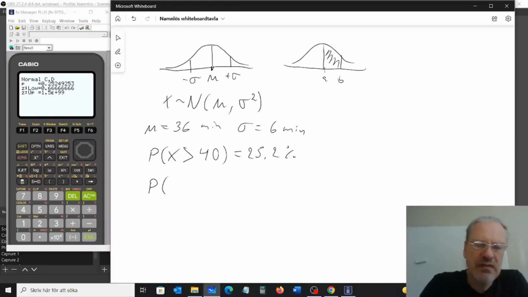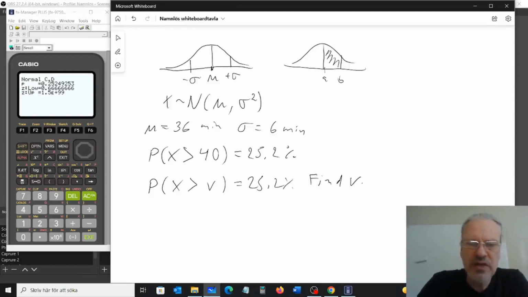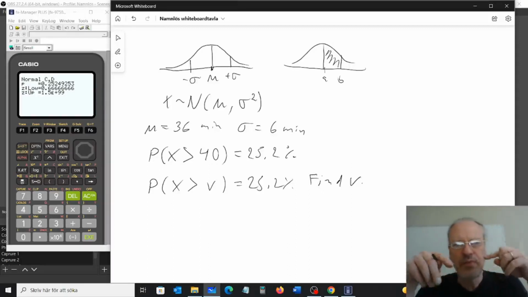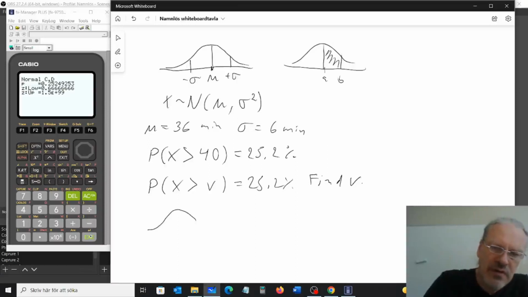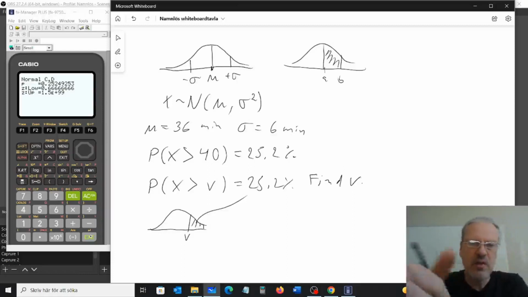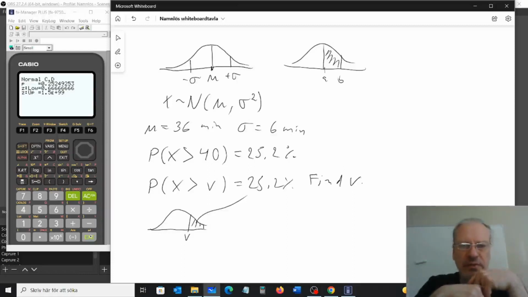But suppose we had a question in the opposite way. We say the probability that our random variable is larger than some unknown value, let's call that V for value, is equal to 25.2%. And now the question is to find V. In other words, for what value will the probability that X is larger than that value be 25.2%? If we draw the curve, we are basically asking what value V will make this area here 25.2%, or 0.252? And that is basically doing this calculation backwards.